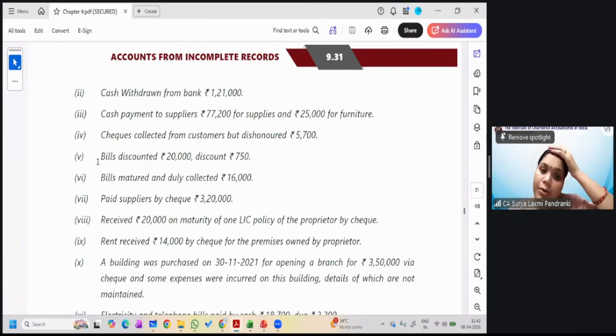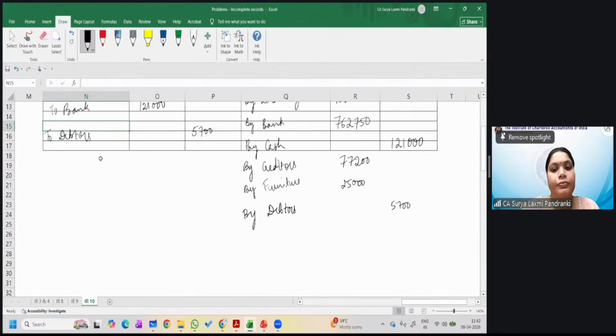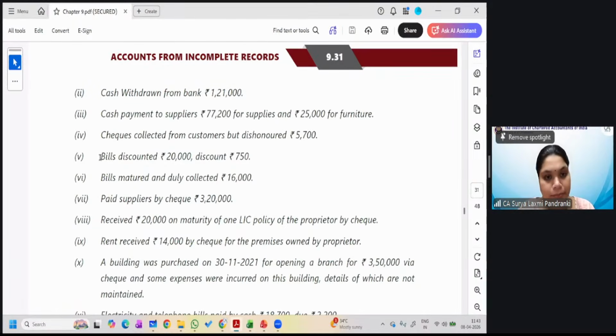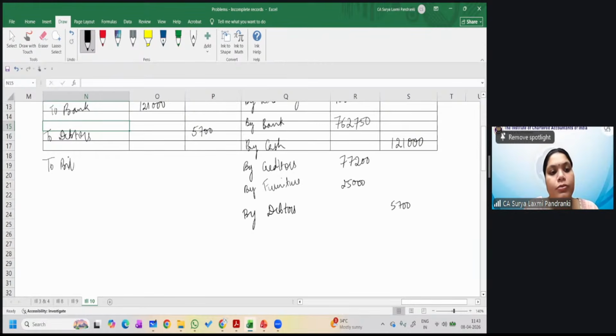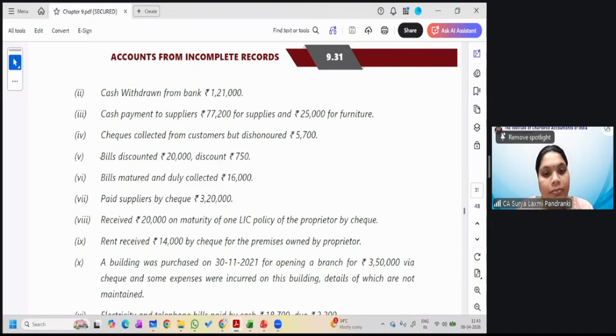Next one. Bills discounted 20,000. Discount is 750. So how much must you have received from this bill? Ma'am, 19,250, 750 minus. In which column should it be written, bank column or cash column? Bank column. To bills receivable. How much is the amount? 19,250, because the discount is 750. Okay, done. So this bills discounted is also done.